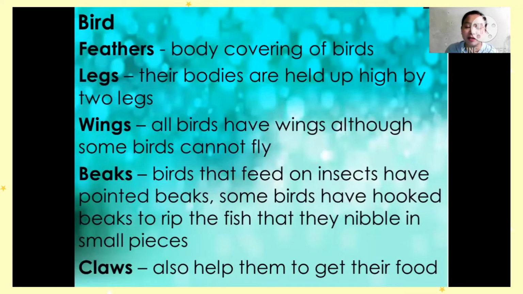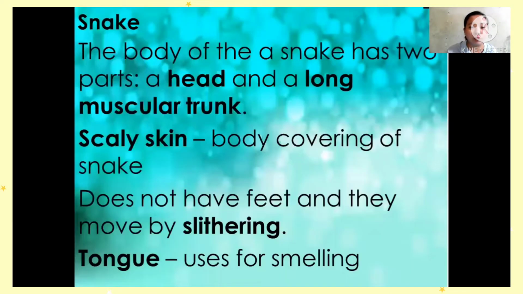Next we have the bird. Okay, the body covering of the birds are feathers. They have two legs, and then also they have wings, and they also have beaks. Birds that feed on insects have pointed beaks. Some birds have hooked beaks to rip the fish that they nibble in small pieces. And then of course they have claws, which also help them to get their food.